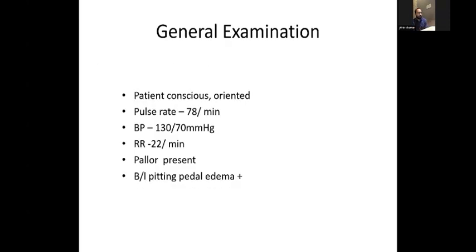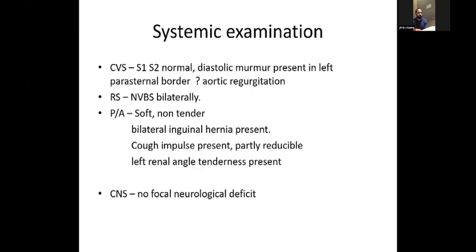On examination, the patient was conscious, oriented, with a pulse rate of 78 per minute and a normal BP. Pallor was present, and there was bilateral pitting pedal edema. On systemic examination, the cardiovascular system revealed a murmur of aortic regurgitation. In the respiratory system, normal vesicular breath sounds were heard bilaterally. Per abdomen, the bladder was not palpable, however, the right renal angle tenderness was present, and the CNS was unremarkable.